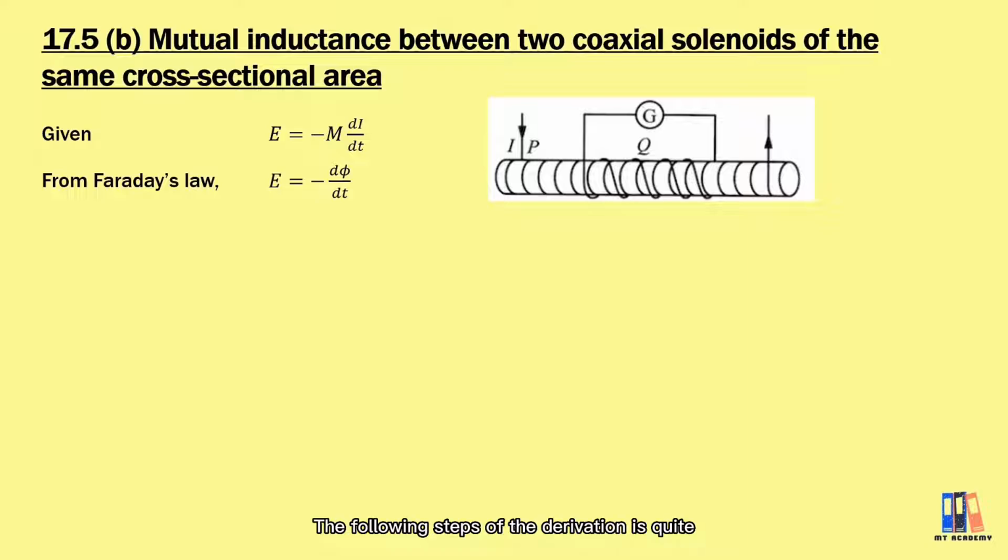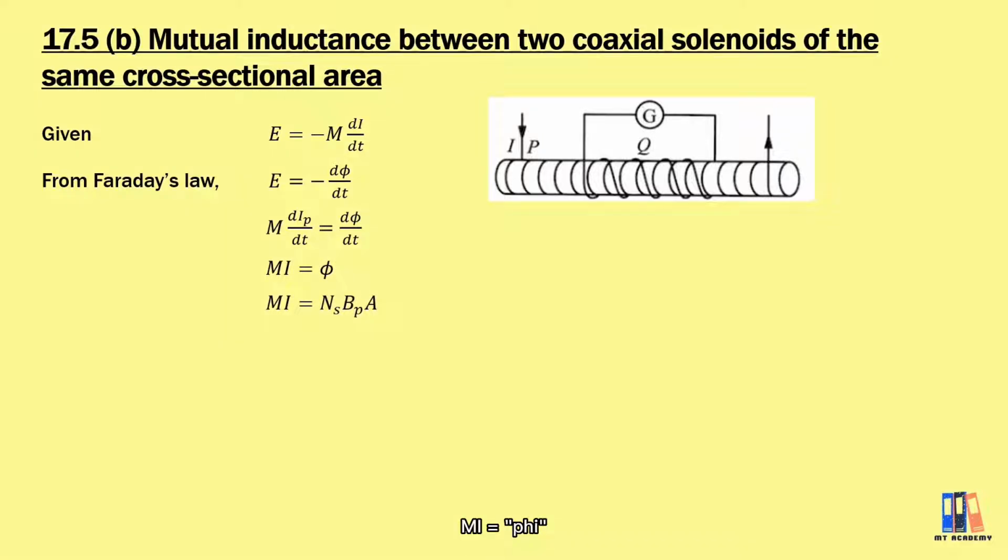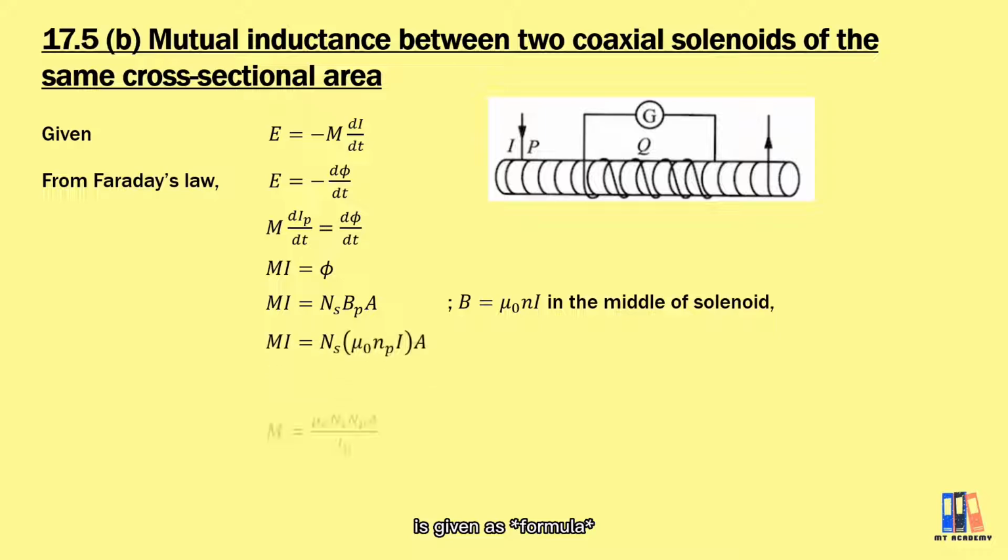The following steps of the derivation are quite similar to the derivation of self-inductance. First, we equate both expressions and we will get Mi equal to the flux. We have learned that the flux is equal to NBA, where N is the number of turns of the secondary coil, while B is the flux density produced by the primary coil. We also have learned that the magnetic flux density in the middle of the solenoid is given as mu naught Ni. Substitute in the formula. In the end, you will get the formula of the mutual inductance as shown in the slide.